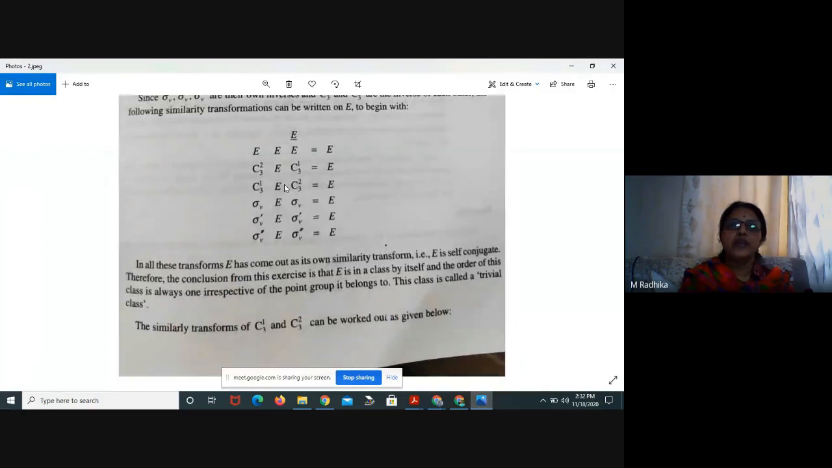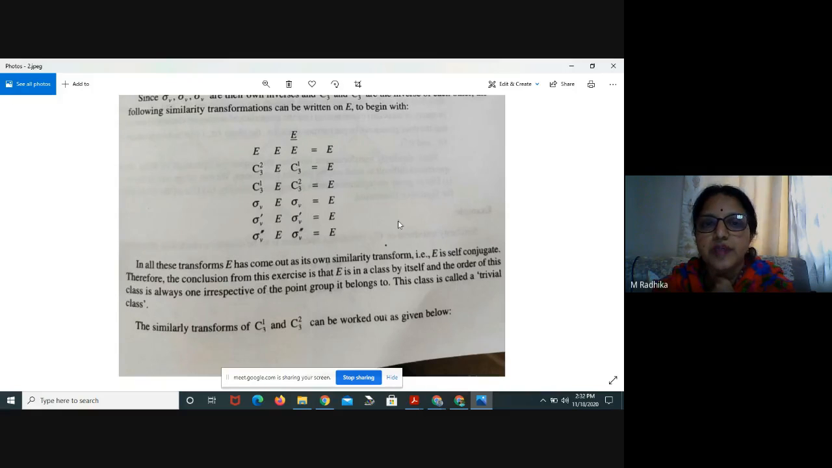So what have we done? Any similarity transformation you do using the identity, you will get back the identity only. So you can say that this identity is self conjugate, and it is a class in itself. You are getting only one thing, the order of this is 1, always 1. It is known as the trivial class because it has only 1. It is self conjugate, and it gives E all the time. So you call this the trivial class.